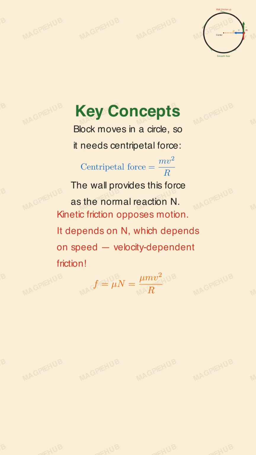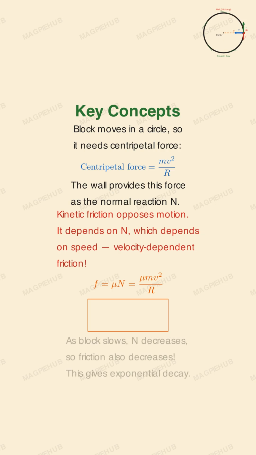Friction equals mu times N, which is mu mv squared over r. As the block slows down, the normal force decreases, which means friction also decreases. This coupling leads to an exponential decay of speed, a beautiful result.